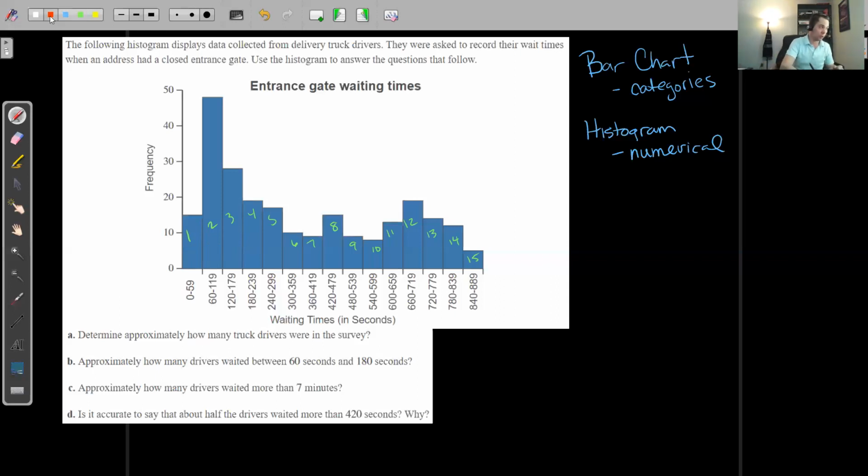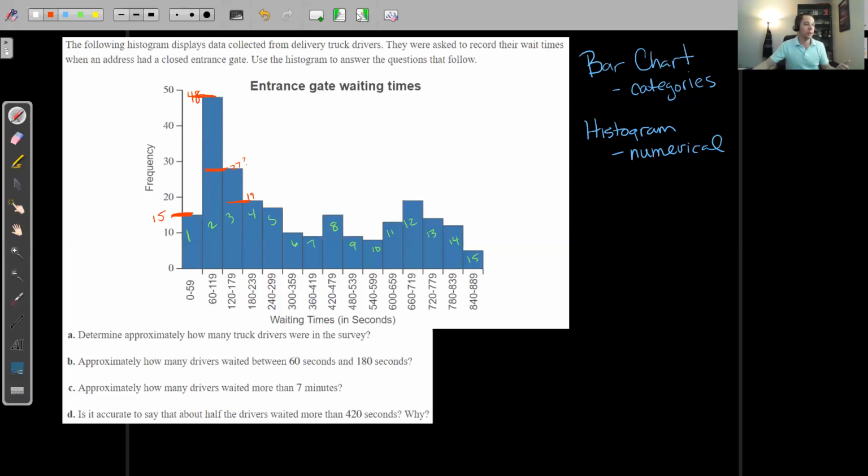So what we would need to do is look at the height of each of these bars and estimate what they are. Now I've got it written down exactly on the next slide, but this looks like it's about 15 maybe. This looks like it's about 48. This one looks like maybe 27, 28, something like that. This one looks like 19 maybe. And so you look at the heights of each of these bars and that will tell you how frequent that particular group was counted.